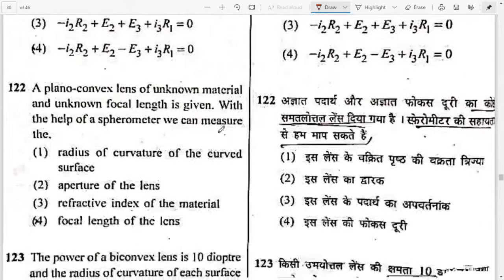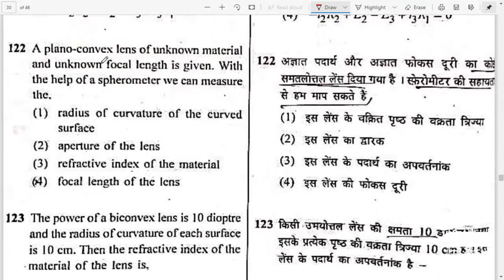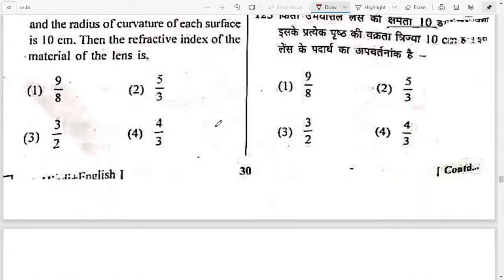Next, question number 122. A plano-convex lens of unknown material and unknown focal length is given. With the help of a spherometer, we can measure the radius of curvature of the curved surface. Option number 1 is correct option, students.